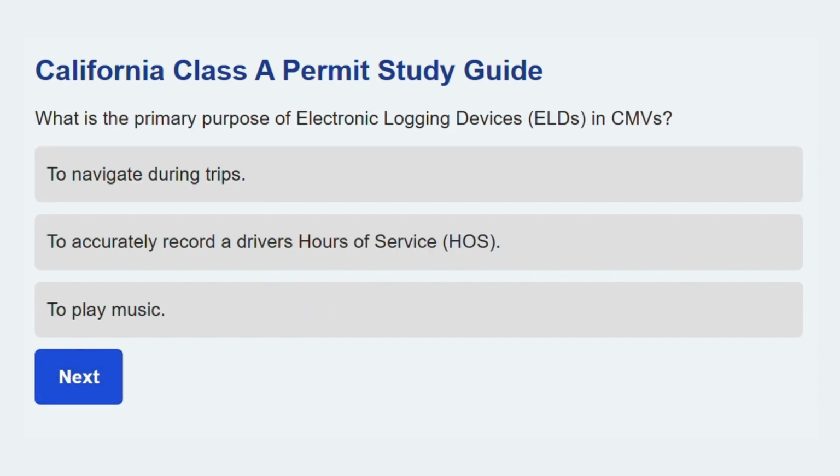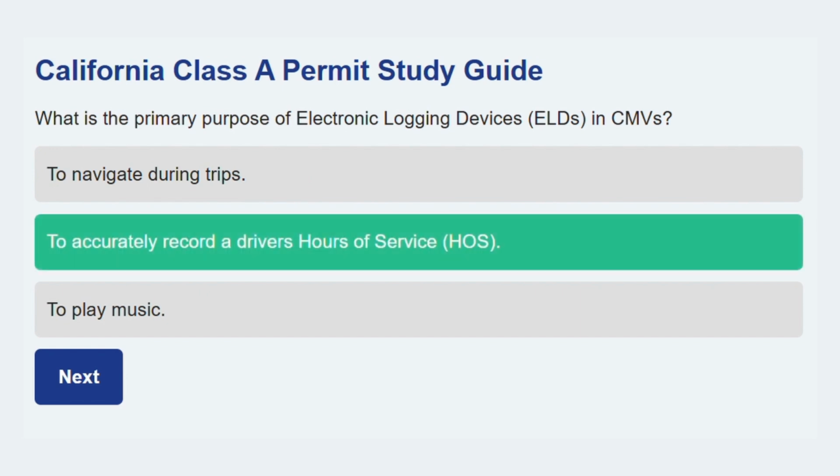Let's consider the next one. What is the primary purpose of electronic logging devices, ELDs, in CMVs? To accurately record a driver's hours of service, HOS. ELDs help ensure drivers comply with federal HOS regulations to prevent fatigue.